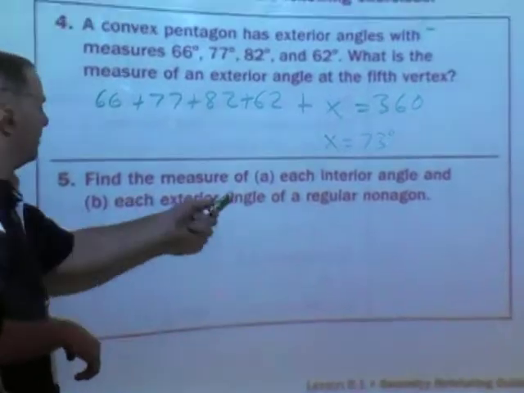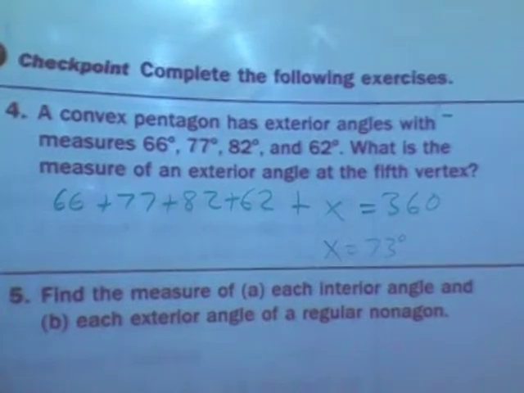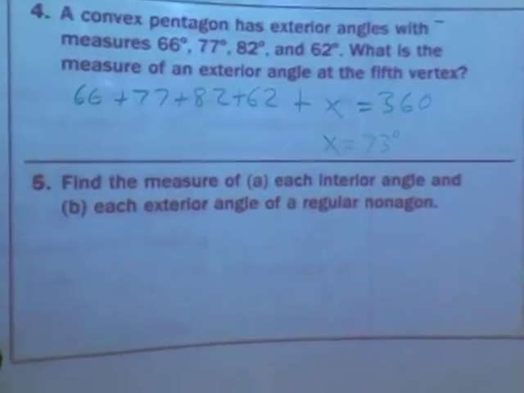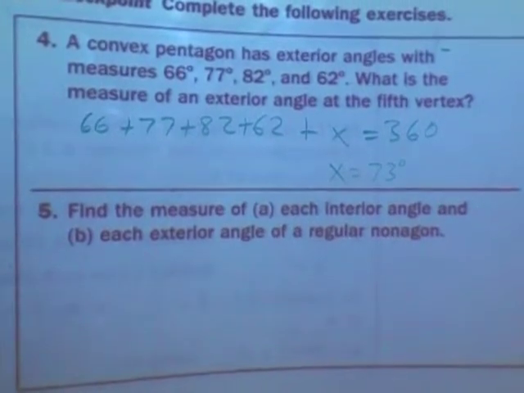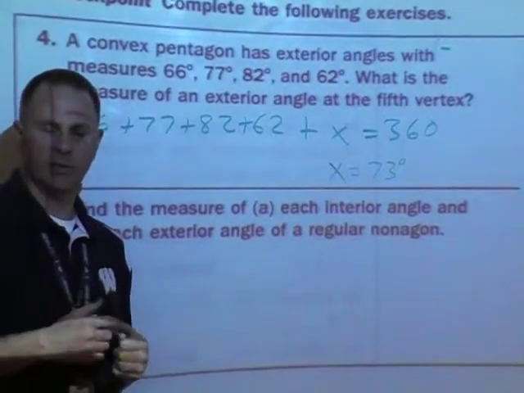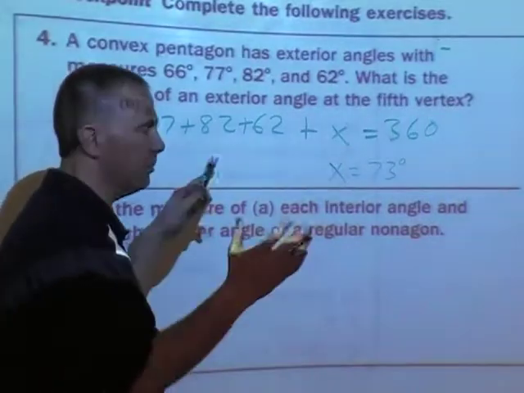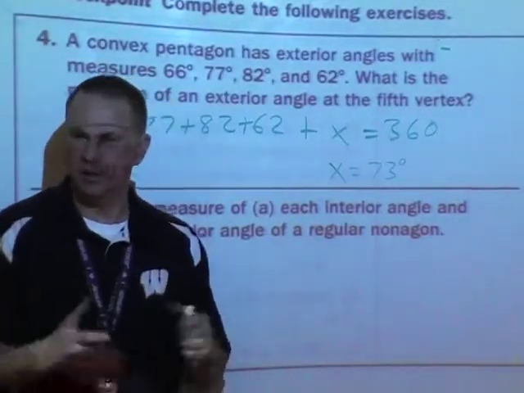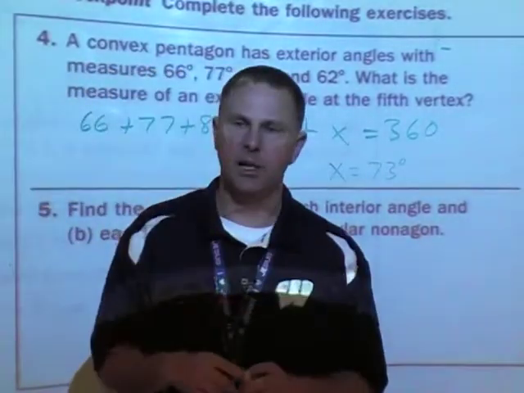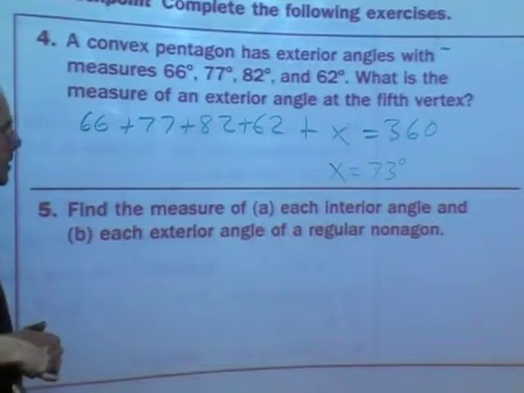Alright, find the measure of each interior angle and each exterior angle of a regular nonagon. So regular means that all the sides are the same and all the angles are the same. So what they're just asking you is you come up with an example for yourself. We're not going to do this, but that's what that is asking. You just draw your own shape, a hexagon, octagon, or whatever, and come up with those. You got to tell me what those degrees are. Okay.